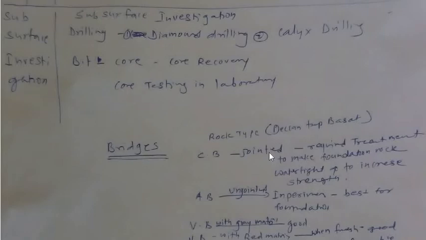You know the compact basalt is jointed, and therefore treatment is required to make this foundation rock watertight and to increase the strength. As this compact basalt is jointed, you have to provide treatment there to make the rock watertight and increase the strength of that particular rock. That means you can construct the bridge on compact basalt, but you have to provide treatment here.